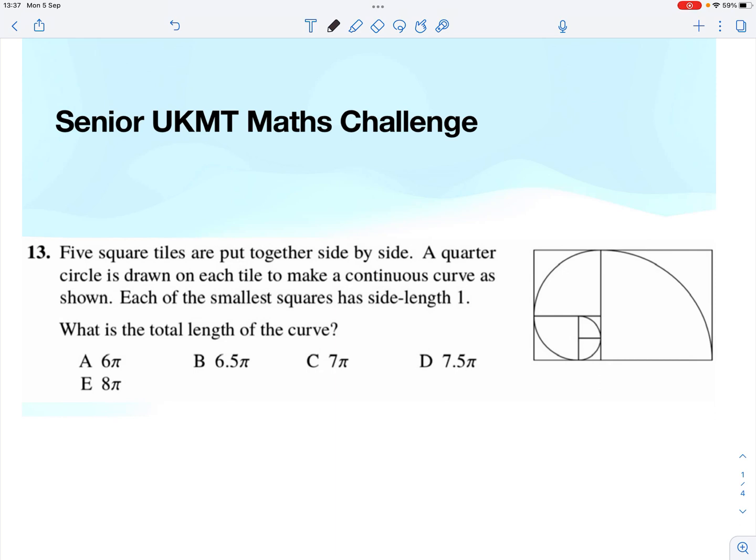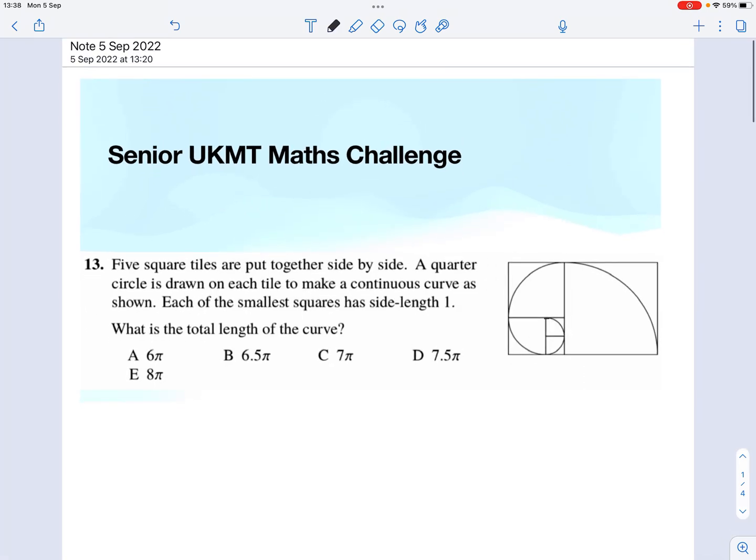Hello guys, let's look at the Fibonacci question in front of us. We've got 5 square tiles, and which ones are those? That is 1, that is 2, that's 3, that's 4, that's the 5th one. And they are put side by side. A quarter circle is drawn. Again, you can see there is a quarter circle here.